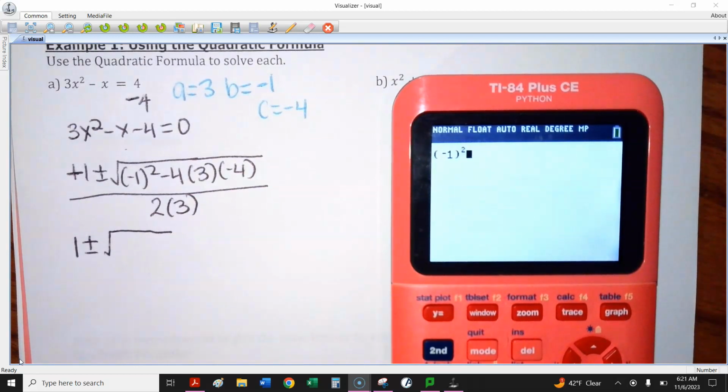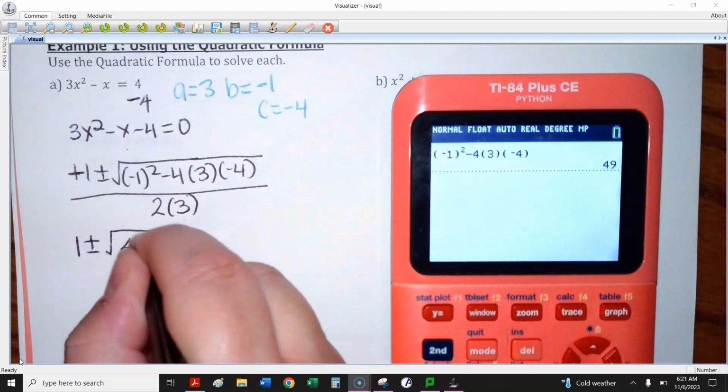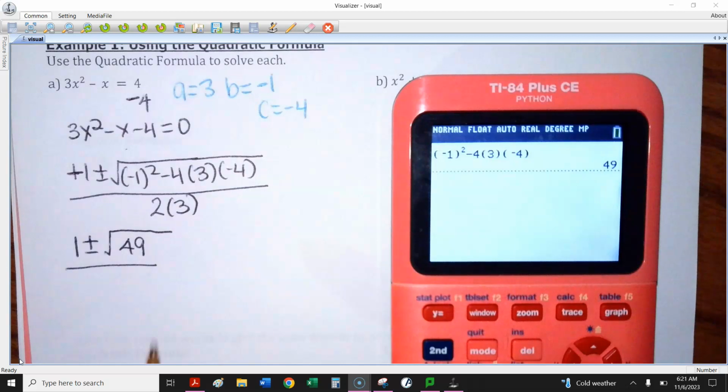That first term under the square root should always become positive because you're always squaring something. And then minus 4 times my a value, 3, times my c value, negative 4. If you're using the calculator, make sure you use the negative key and not the subtraction sign for that negative 4. So what's under the square root ends up being 49. The bottom of that fraction is just 2 times 3, which is 6.